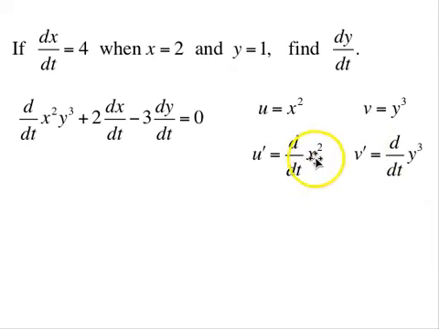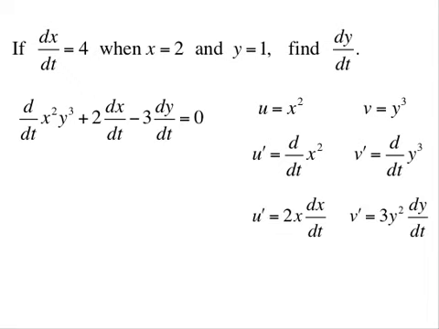So the derivative with respect to t of x squared: something squared, 2 times the something times the derivative of the something, 2x dx dt. Same thing over here, the derivative of something cubed, 3 something squared times the derivative of the something, 3y squared dy dt. So what does that give us? 2x dx dt, v prime 3y squared dy dt.